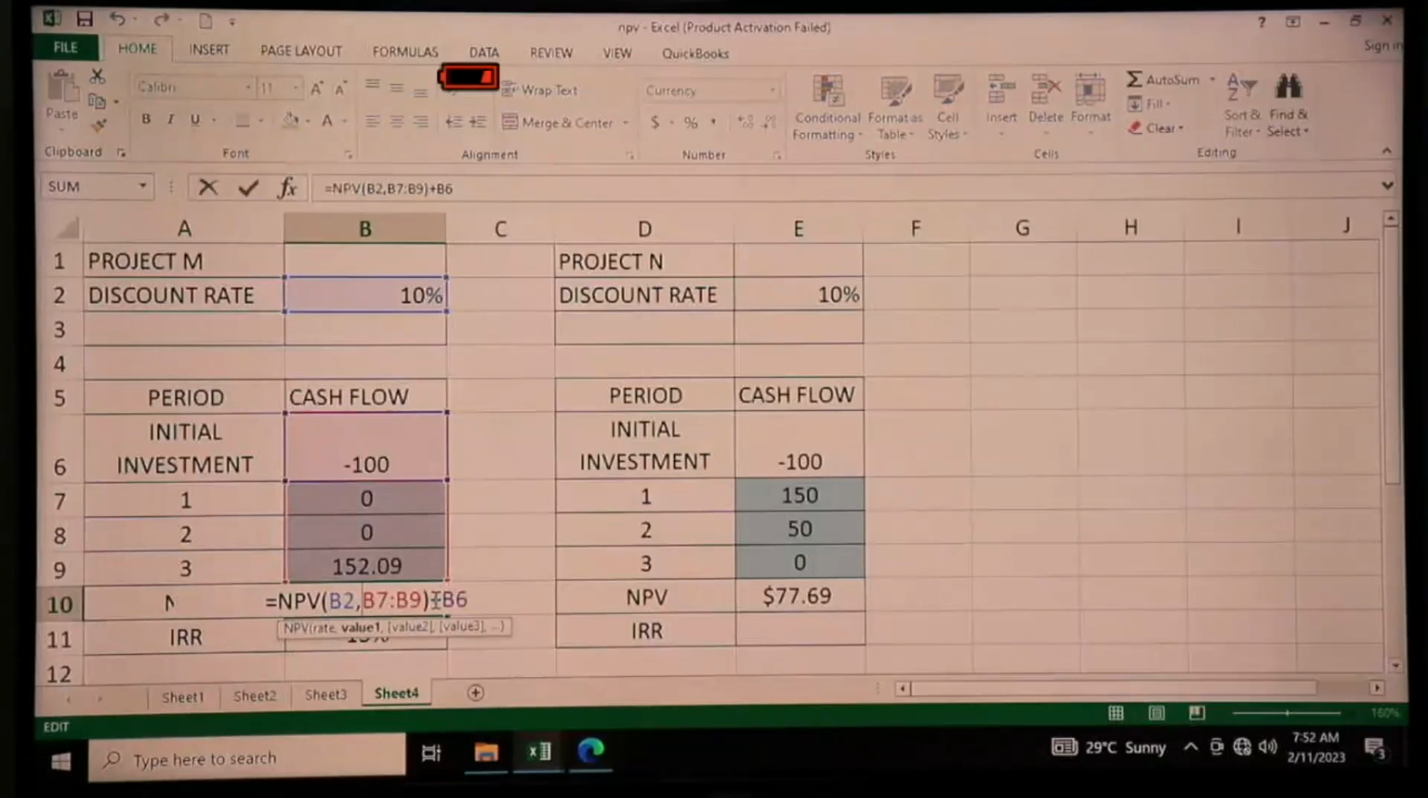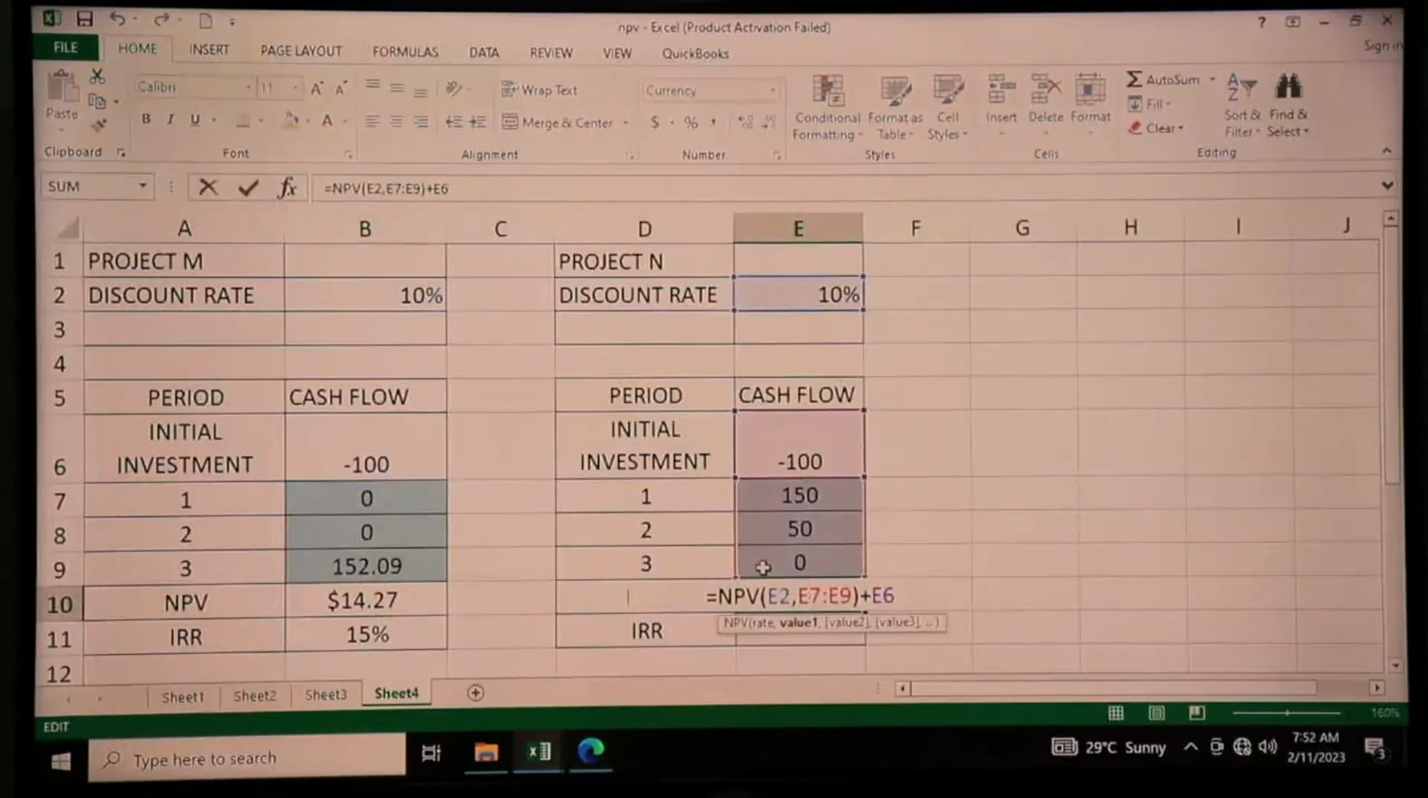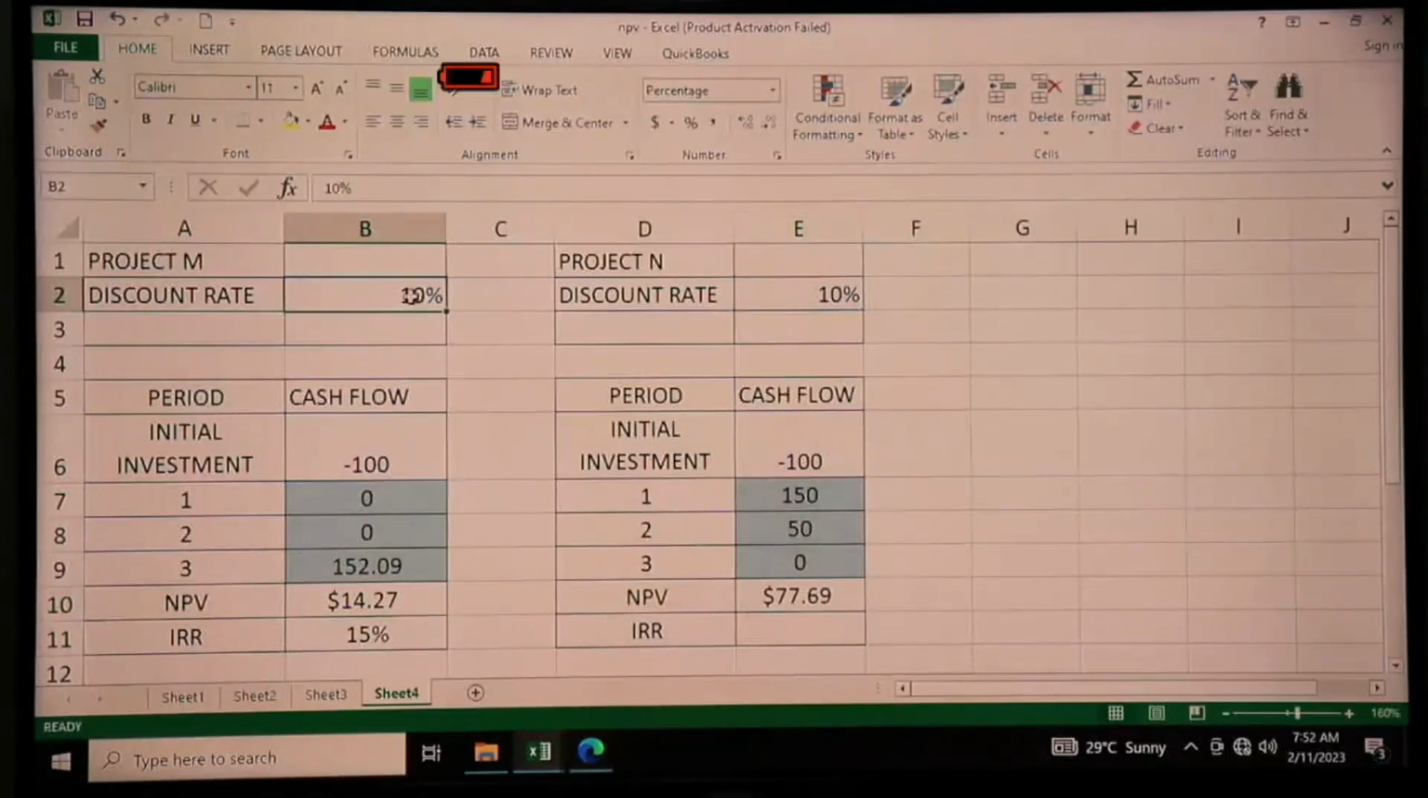Then again, we subtract B6, which has our initial investment. Remember, we put plus because the amount was given to us as a negative value. So we do the same in the two exercises. Remember that our internal rate of return, our discount rate, is 10%. So this one gives us a net present value of 14, and this one gives us a net present value of 77.